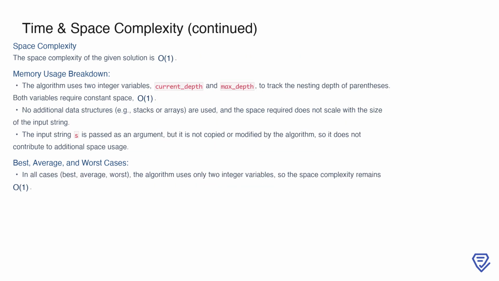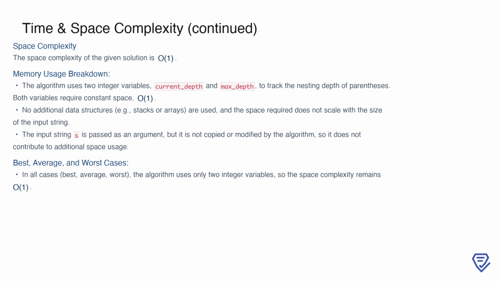The space complexity of the solution is O(1), meaning it requires a constant amount of memory regardless of the input size. This is achieved because the algorithm uses only two integer variables, current_depth and max_depth, to track the nesting depth of parentheses. These variables occupy a fixed amount of space, irrespective of the length of the input string. Additionally, no extra data structures like stacks or arrays are used, which helps maintain this constant space usage.